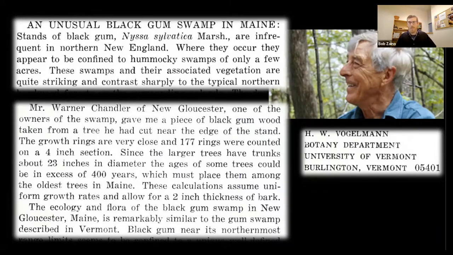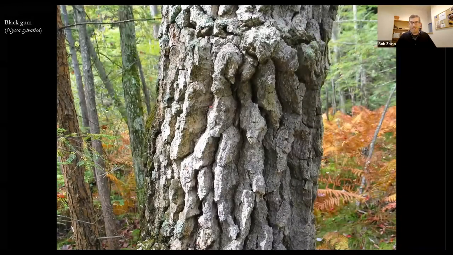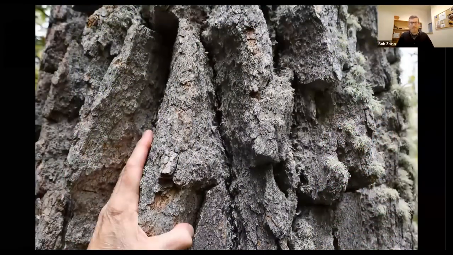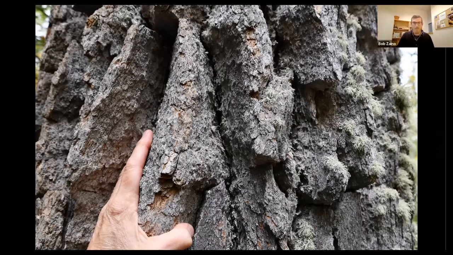So black gum is a really distinctive tree. As Liz showed, it's got this deeply, deeply furrowed and blocky bark. And just to get a sense of the scale there, just look at how deep and craggy that bark is. It's really, really wild.